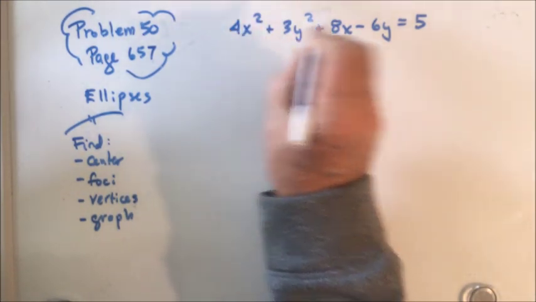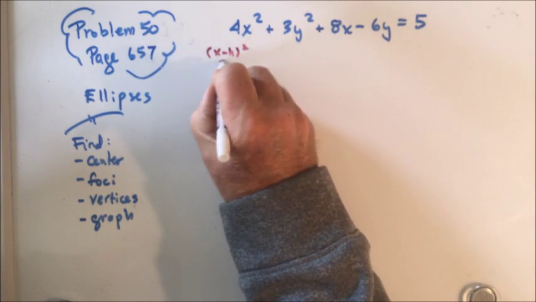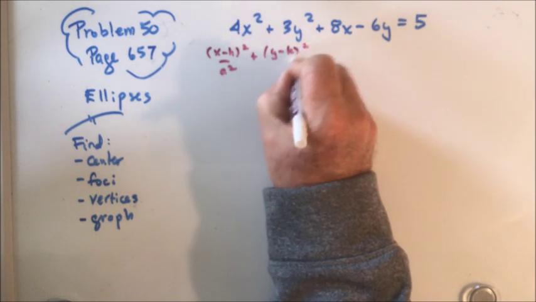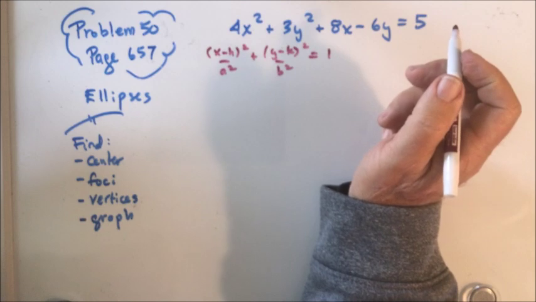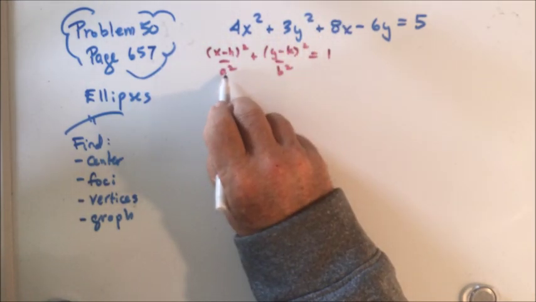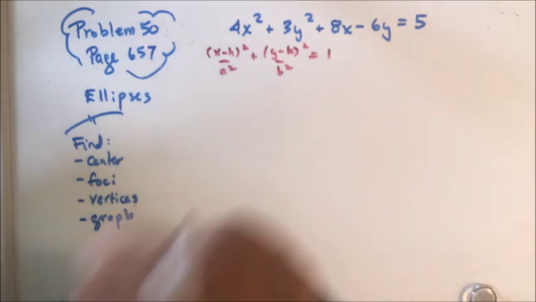So what does that say? That says turn this form into a form that looks like this: (x minus h) squared over a squared plus (y minus k) squared over b squared is equal to 1. Okay, and then if you do, there's the center (h, k), there's the semi-major diameter a, there's the semi-minor diameter b.